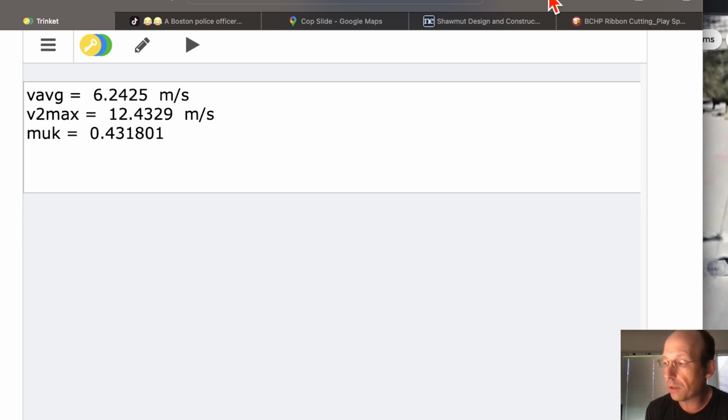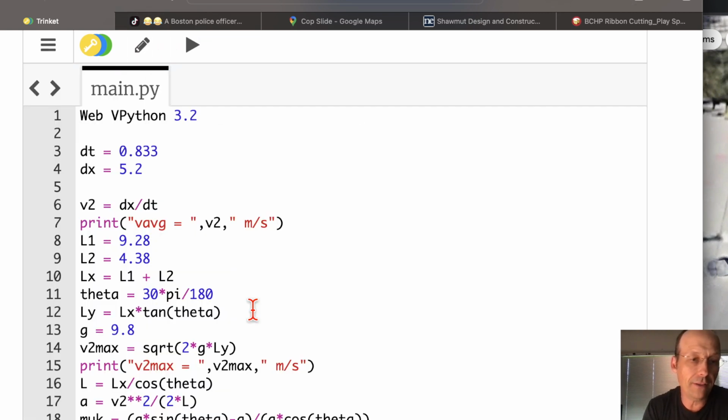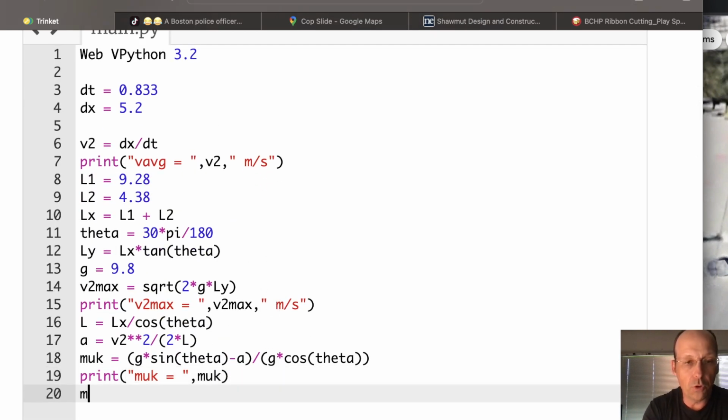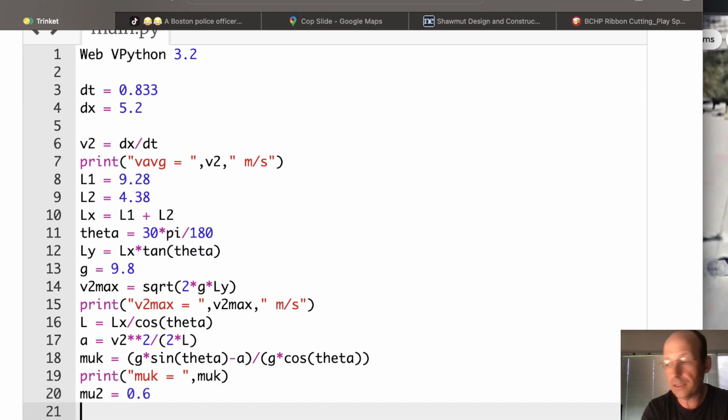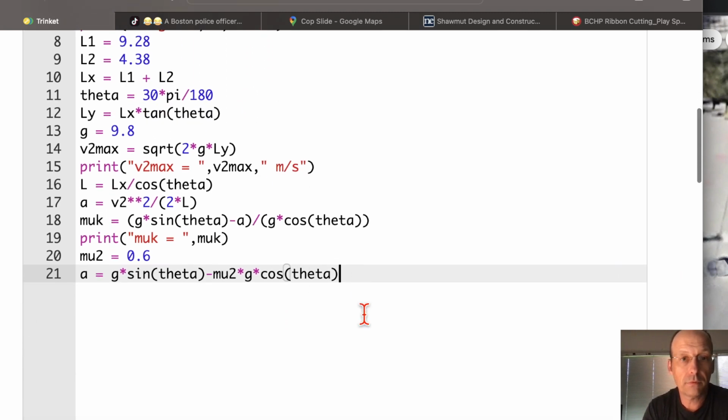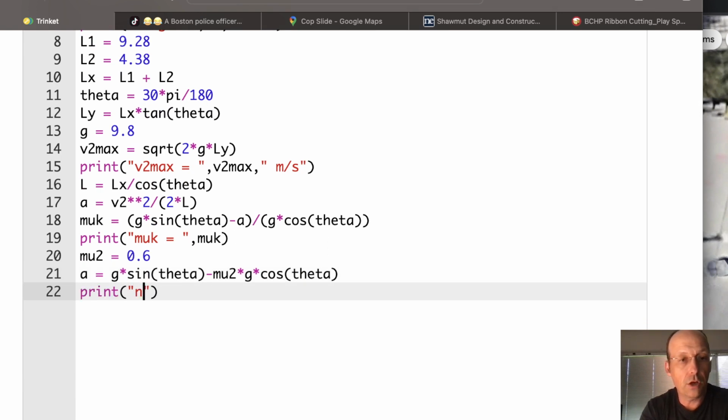So I just need to start with the final equation. I already have the equation listed, so I'm going to use this calculator. mu2 is going to be 0.6. a equals g times sine theta minus mu2 times g times cosine theta. Right, that was the equation I had, and I just want to print that out. So print a equals a meters per second squared.